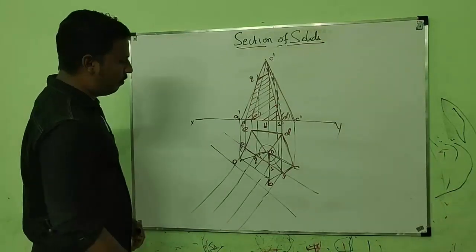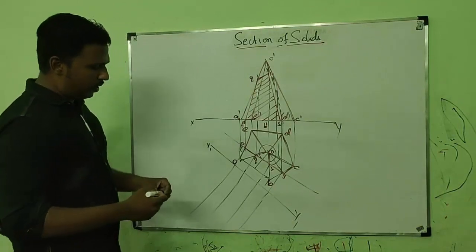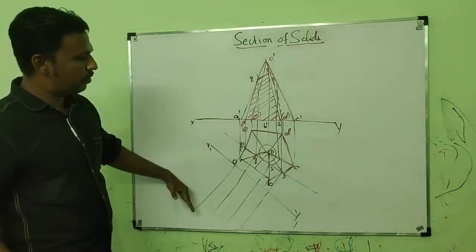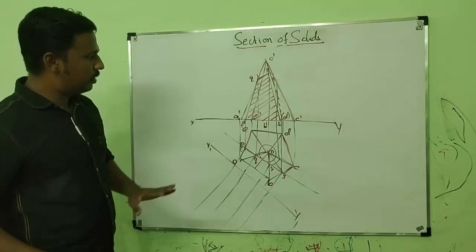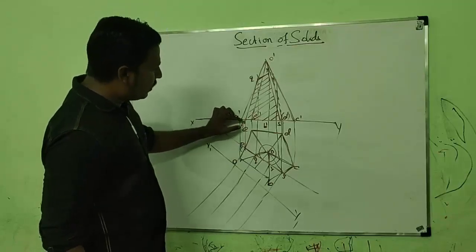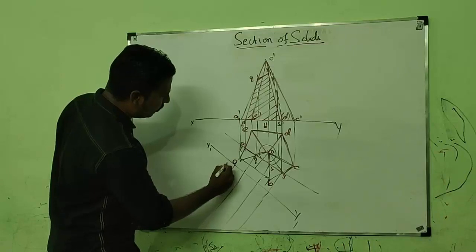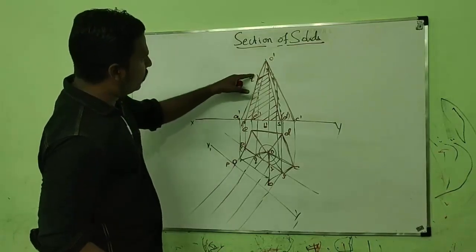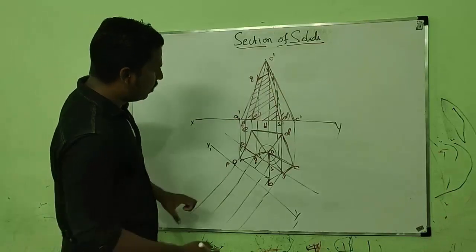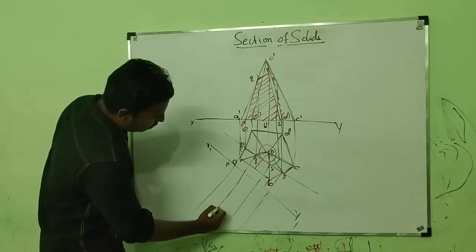Now we have to draw a reference plane x1, y1. Now we have to measure all the points from the xy and transfer them to this x1, y1 line. This is the true shape of the section. We have to measure the point P, which is exactly on the xy line. So point P is on the x1, y1 line itself. This is point P. Then point Q is at some distance. So we have to measure that with the compass and mark it on the line which is coming from Q.